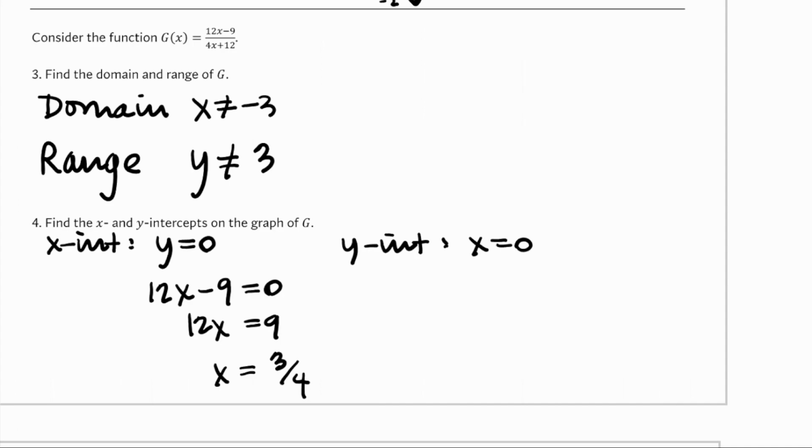For a y-intercept, I'm going to set x equal to 0. I'm going to say, all right, well, y is going to equal 12 times 0 minus 9 over 4 times 0, which should not be 4, it's 0, plus 12, and I get y is negative 3/4.